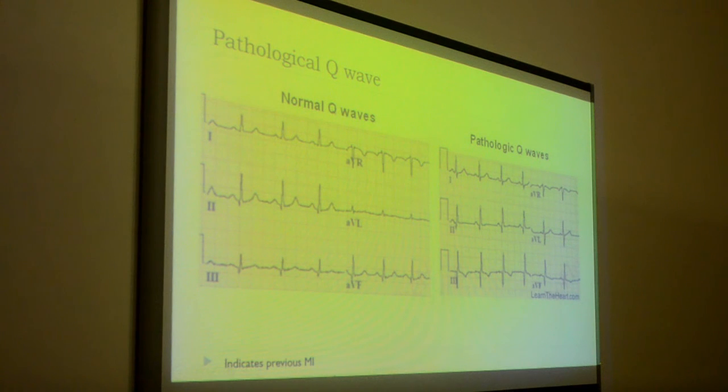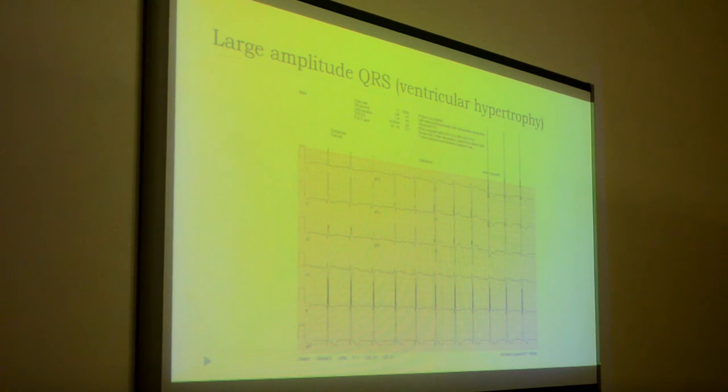Now, question. 2, 3, and AVF are involved. Which part of the heart had the infarction? Inferior. Which vessel is most likely involved? Right coronary. Right. Large amplitude QRS, ventricular hypertrophy. When you start seeing things like this, once it's leaving the ECG strip, this is most likely a ventricular hypertrophy.